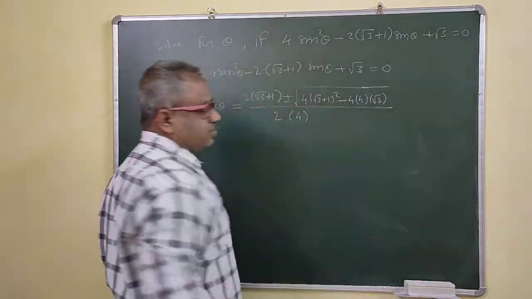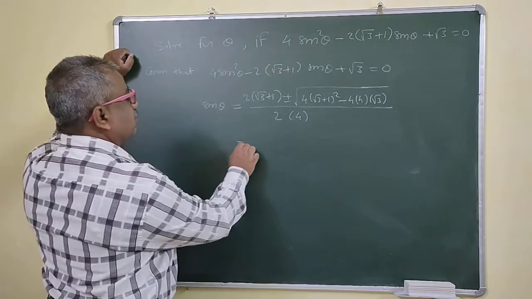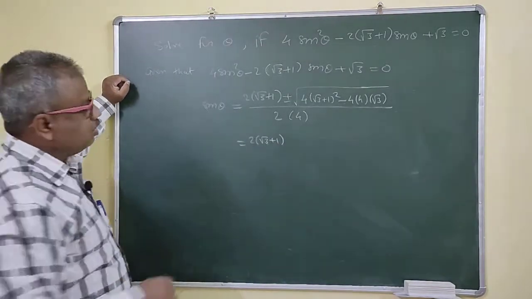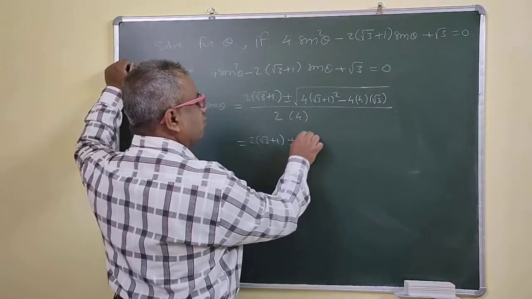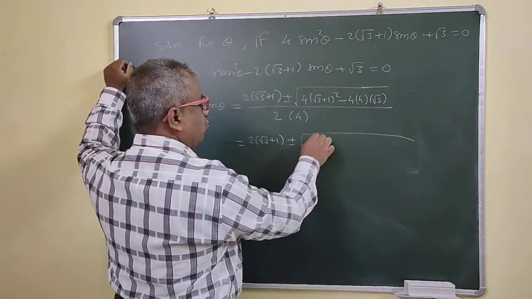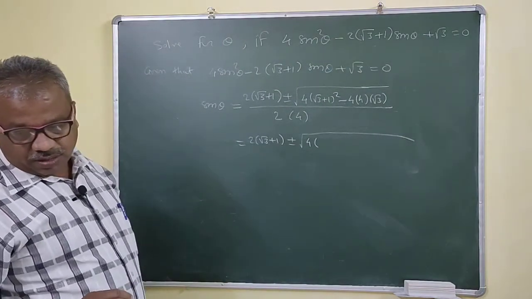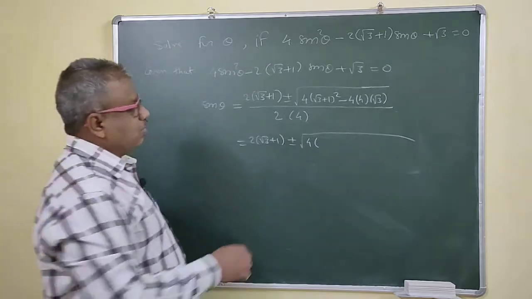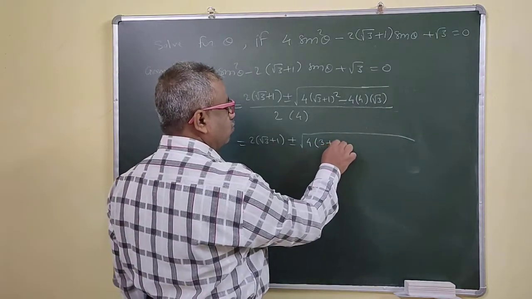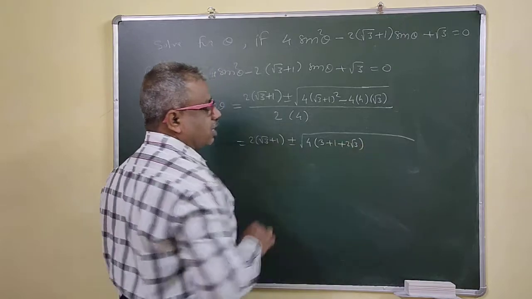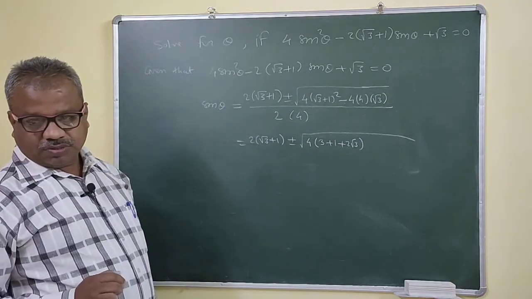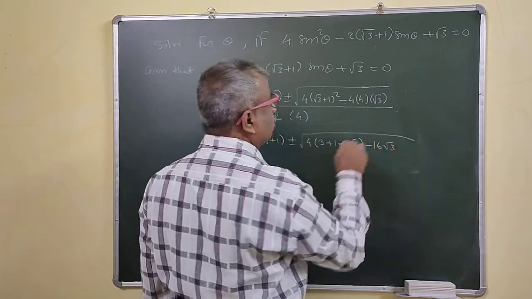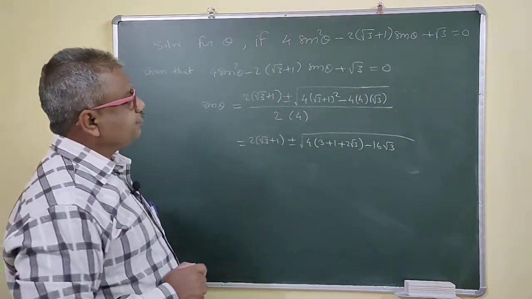Now you have to simplify this. We'll simplify this. This is 2 into root 3 plus 1, which we will keep as it is. We'll see later on. This is plus or minus, and we'll expand each and everything. 4, right? Root 3 plus 1 square now. So use the formula for a plus b bracket square. So this is 3 plus 1 plus 2 root 3, expansion of this one, and then minus 16 root 3.